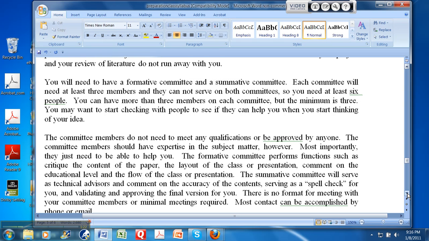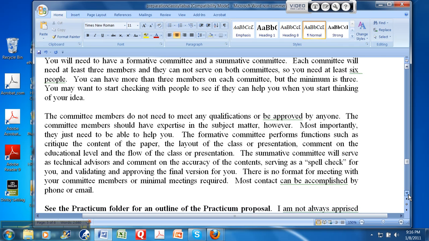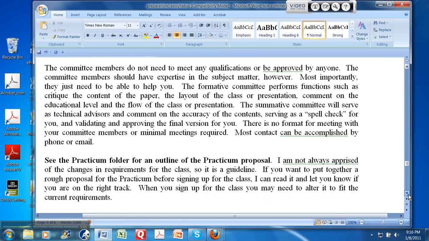You also need to have a formative committee and a summative committee. Each committee will have 3 members at a minimum. You can have more, and they cannot serve on both committees. So you need at least 6 people to serve on your committees. You might want to start checking with people early to see if they can help you when you start thinking of your idea. The committee members don't really need to meet any specific qualifications or be approved by anyone. They just need to have expertise in the subject matter, and they need to be able to help you.